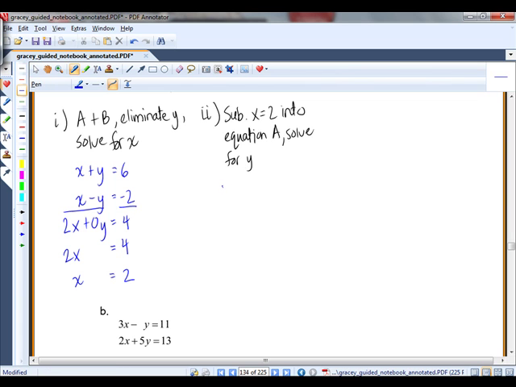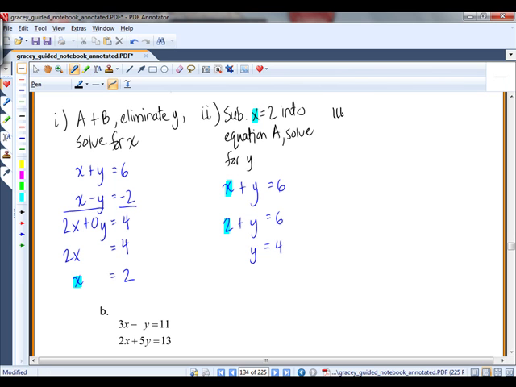So here we go. Equation A was x plus y equals 6. But we got that x was 2. So if we subtract 2 from both sides, we'll get y is 4. So what we did was, when we got a result of x is 2, we plugged it in there, and we solved for y.